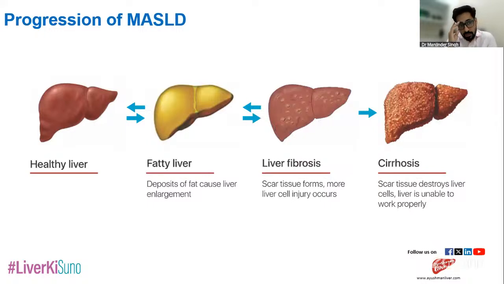This is how the progression of the disease takes place. You have a healthy liver, and then fat deposits in it, up to 5% of the liver. It changes into fatty liver. Thereafter, the next stage is liver fibrosis, and thereafter the disease can progress to cirrhosis.